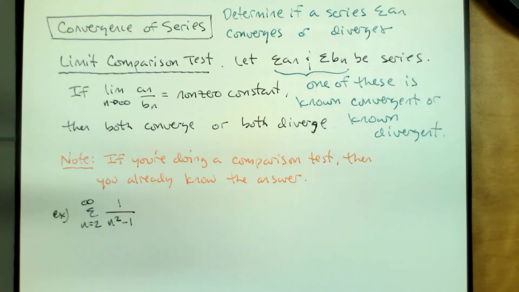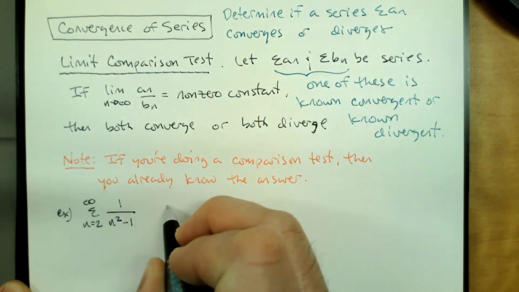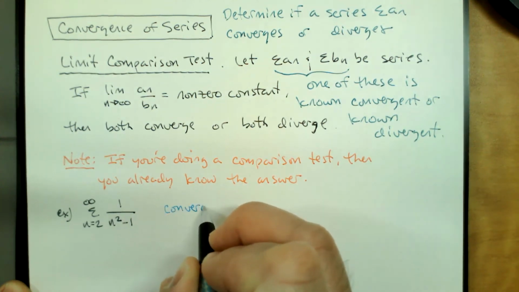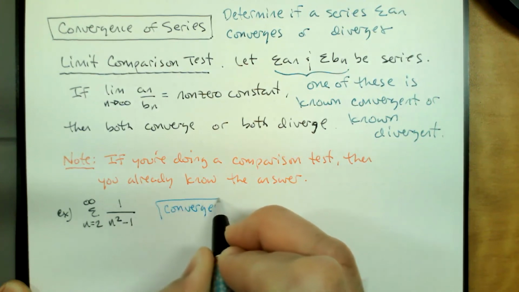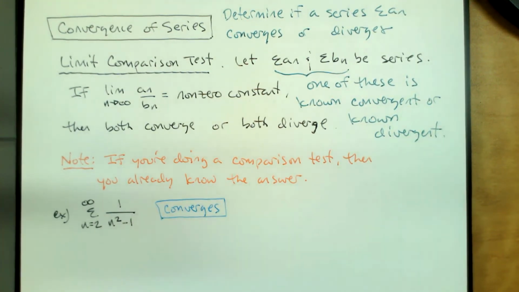When we look at this and we look at the important parts of 1 over n squared minus 1, this looks like 1 over n squared. So in our minds, when we look at this, we immediately conclude this converges. This is like a 1 over n squared. We already know what the answer is. 1 over n squared. The reason that we're concluding this is that we're saying this converges by comparison with 1 over n squared.